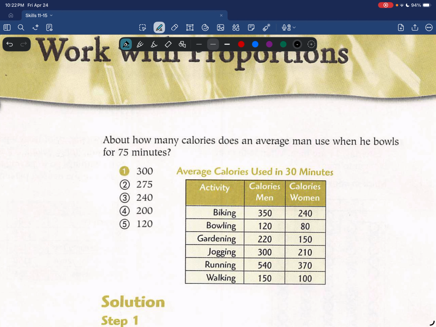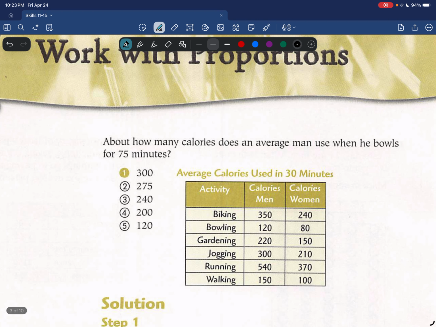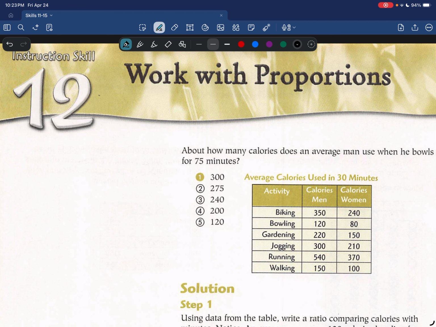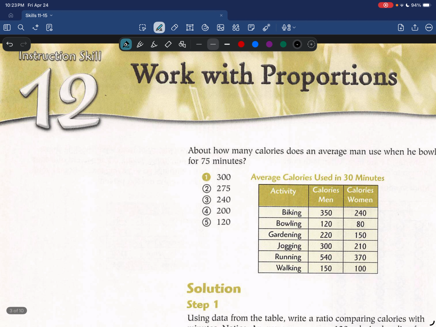About how many calories does an average man use when he bowls for 75 minutes? And this table is showing me average calories used in 30 minutes for 6 different activities, and it shows the amount of calories burned by men and women for the same activities. And they tell me that my answer is 300. And before I read the solution to this one, I want to work it for you. And then you can see where I am getting my answer compared to theirs.